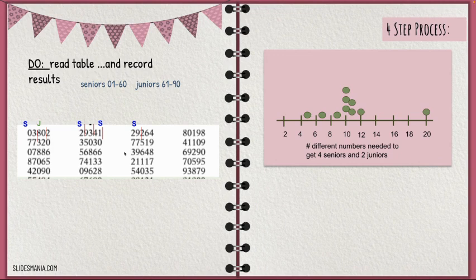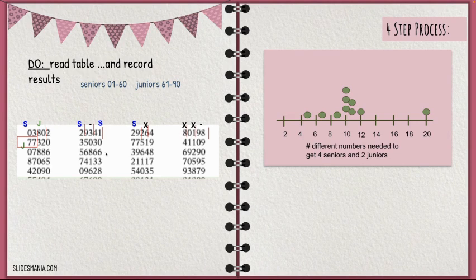Oh, that's a senior, but that's a trial that I'm not going to include. 48, that's a senior trial I'm not going to include. 01, also a senior. 98, I ignore. 77 is a junior. So now I have everything I need. I have 1, 2, 3, 4 seniors and 2 juniors.